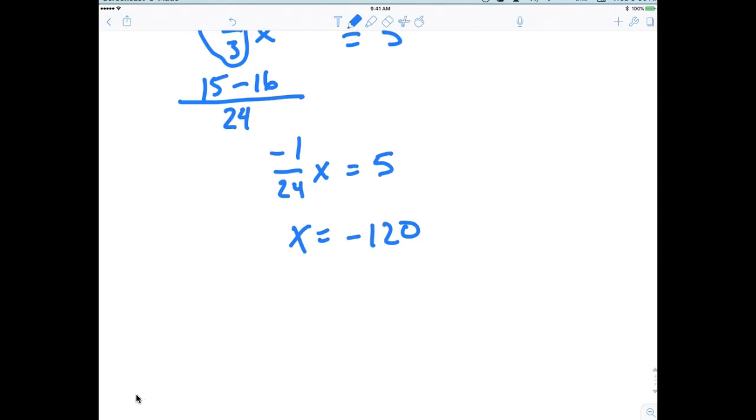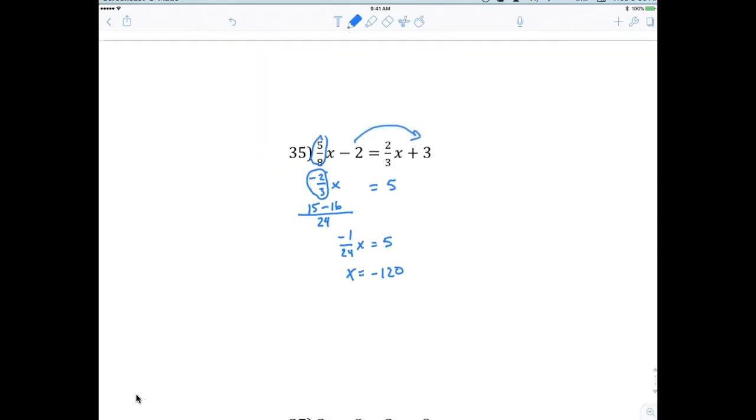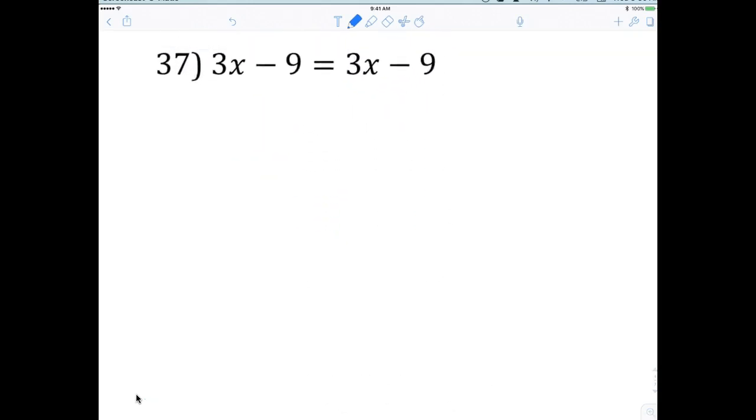Wait, when you just did the mental math, you did 5 times 20, but how did you get the 20? 24. Oh, I just did it by 2. Okay, here we go. Let's check out 37.